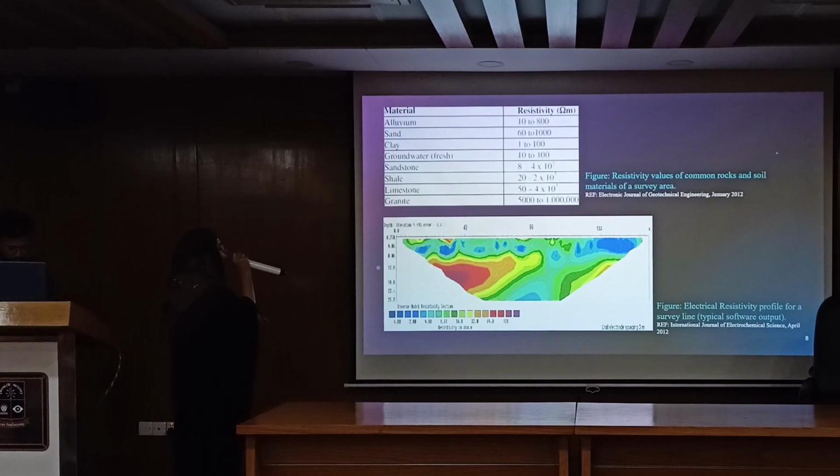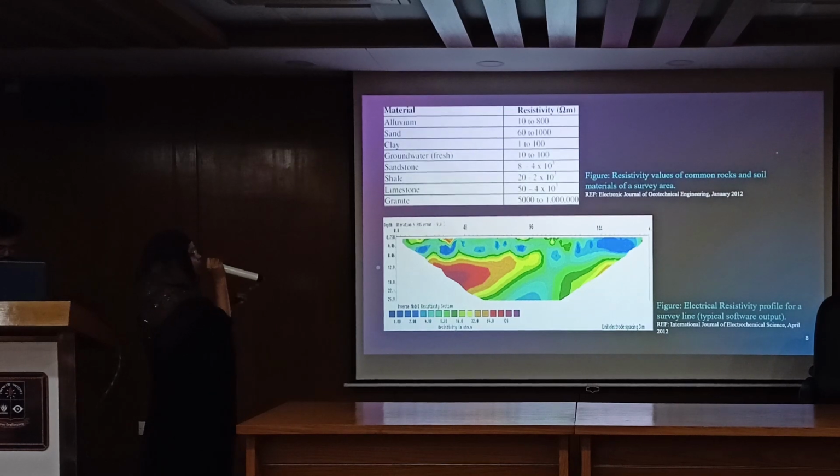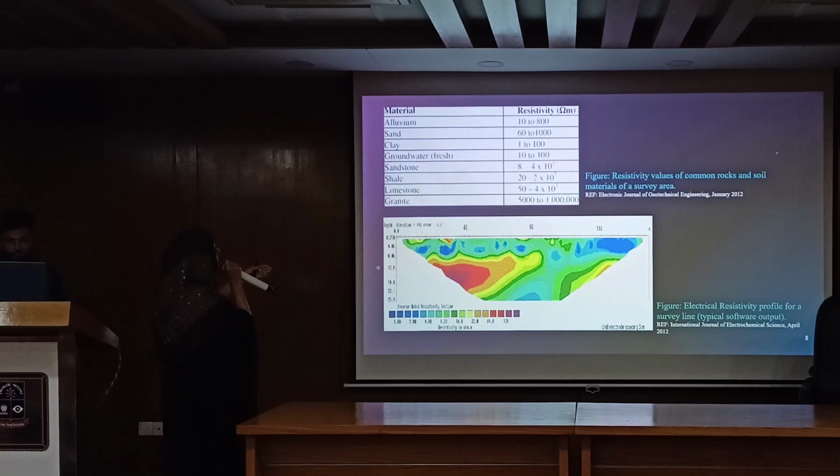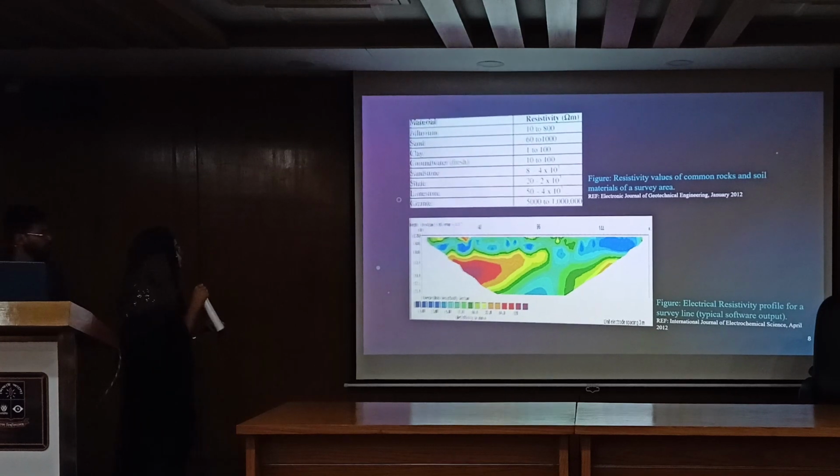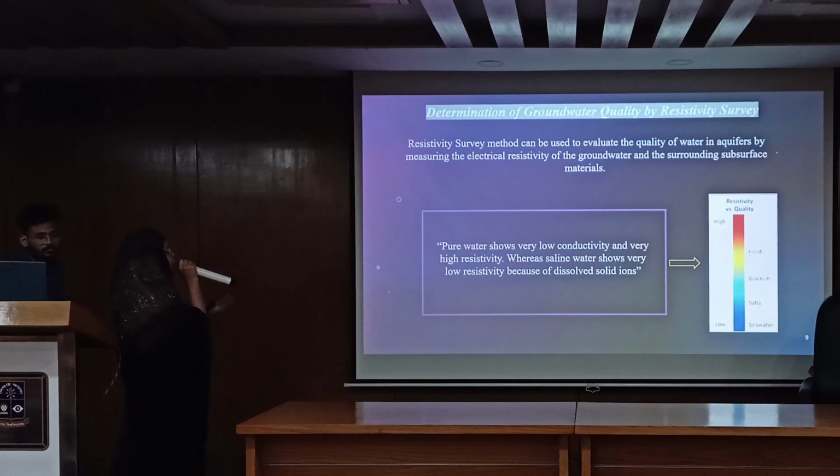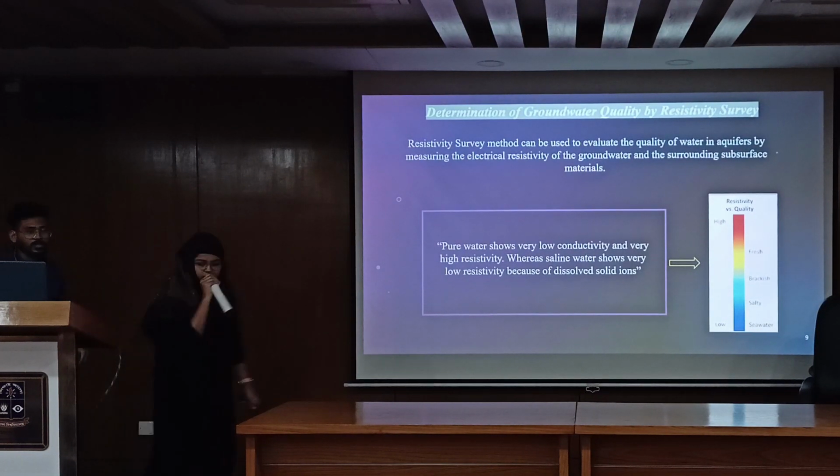The above figure shows the resistivity values of common rocks, soils and materials that we get from a survey area, and below that is a resistivity profile we get from an electrical resistivity survey. The orange color area shows the higher resistivity value, whereas the cooler color area shows the low resistivity value. The next part is determination of groundwater quality by resistivity survey, and this will be discussed by Nasif.